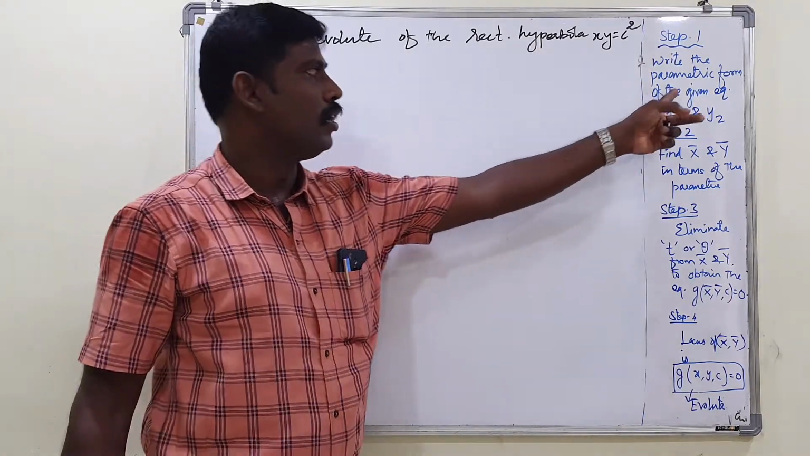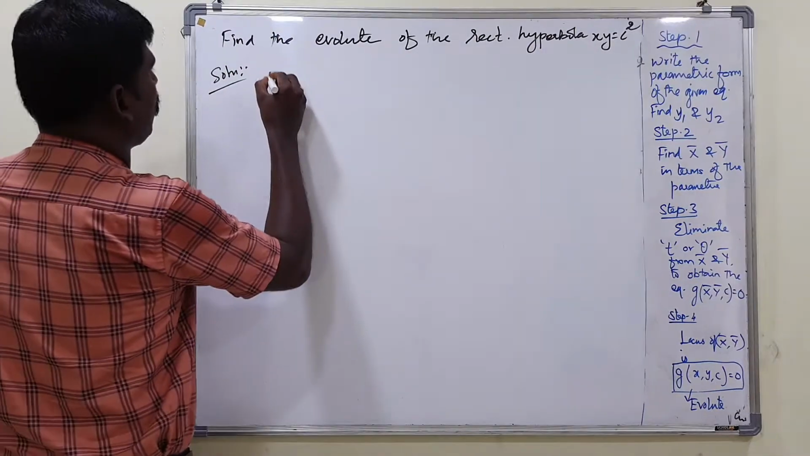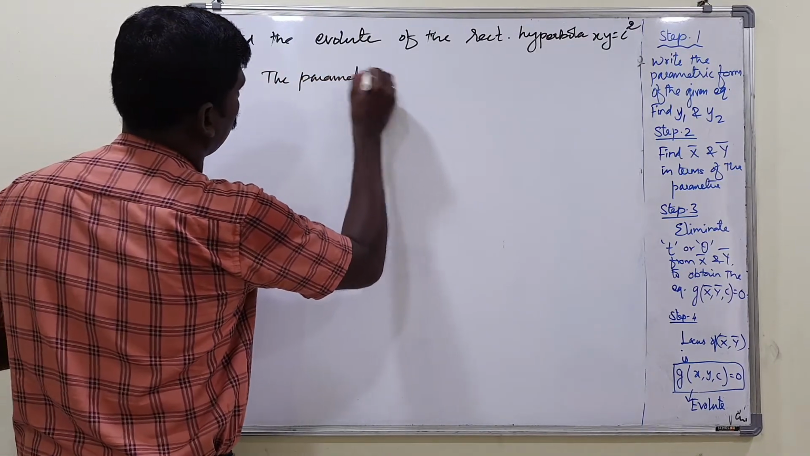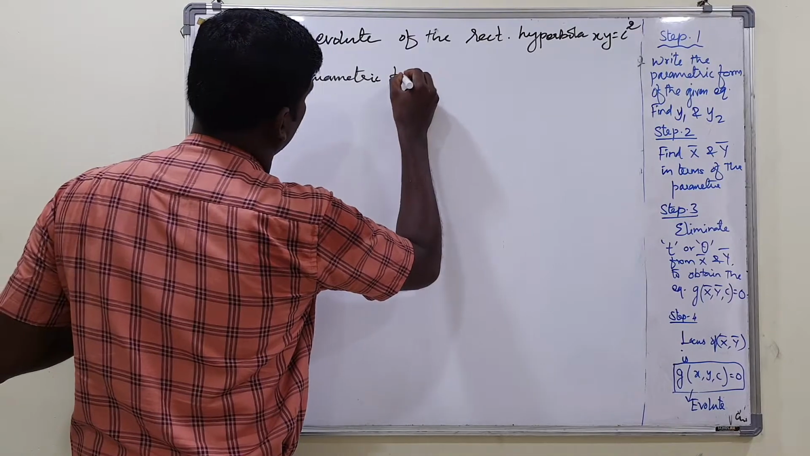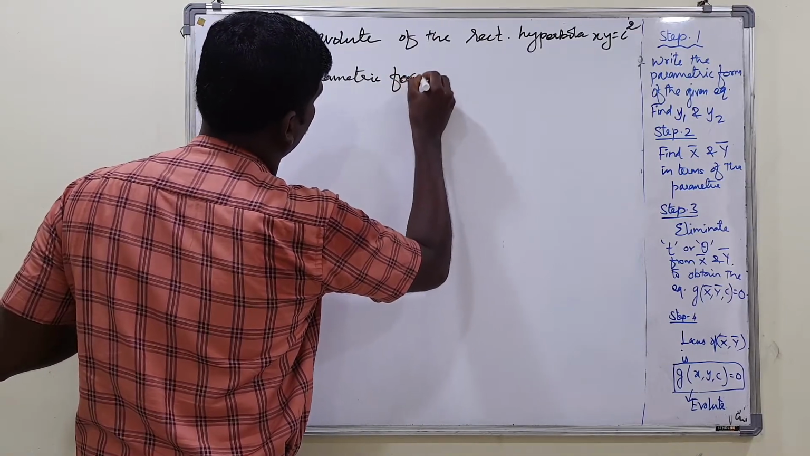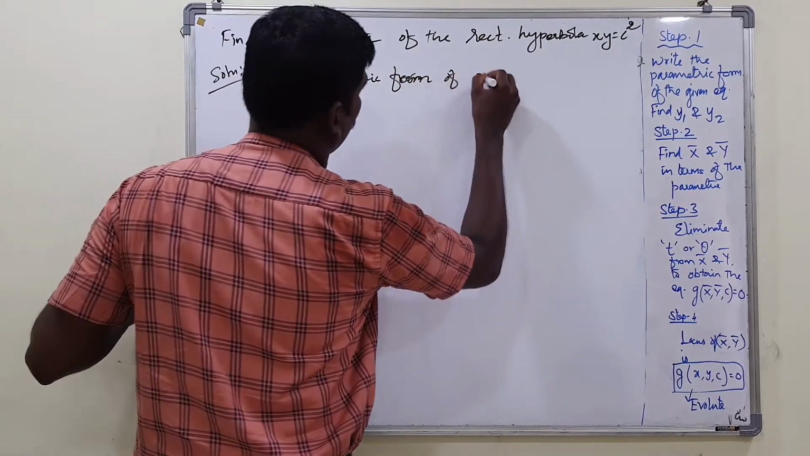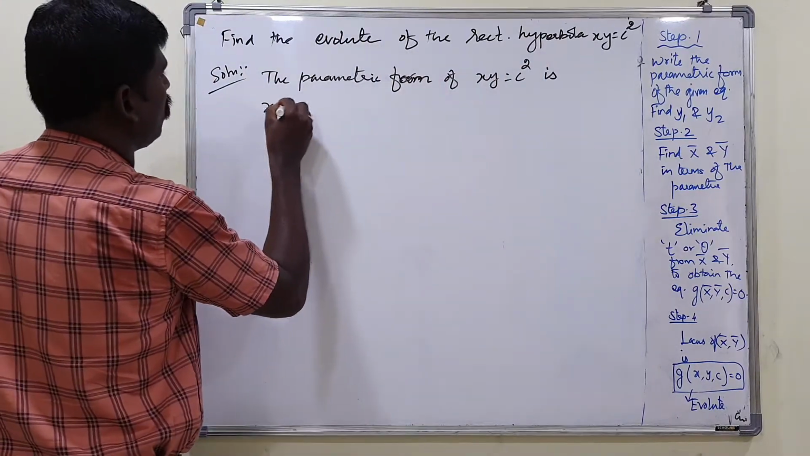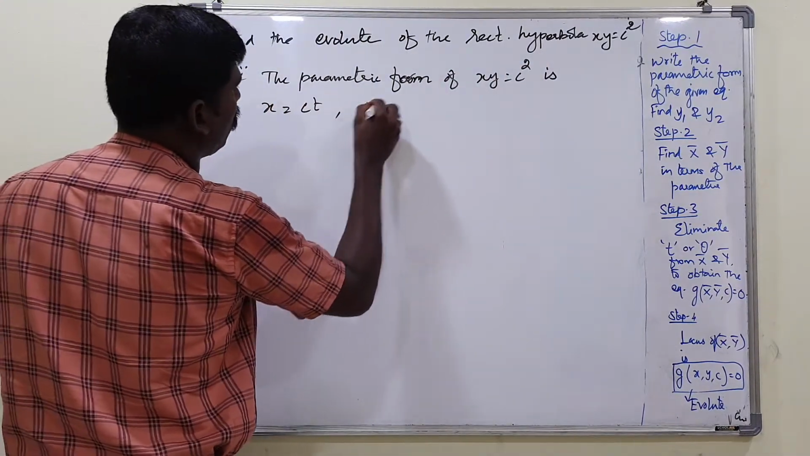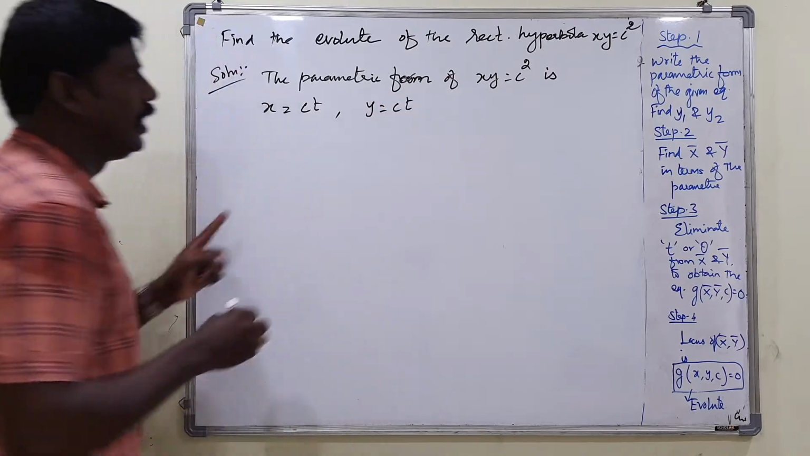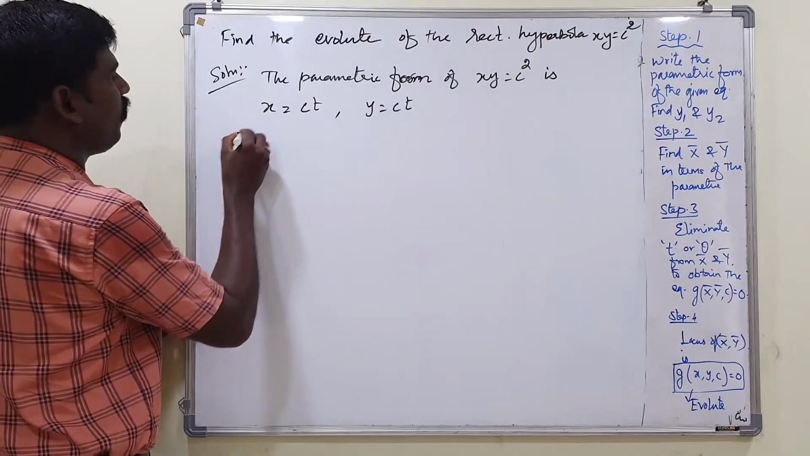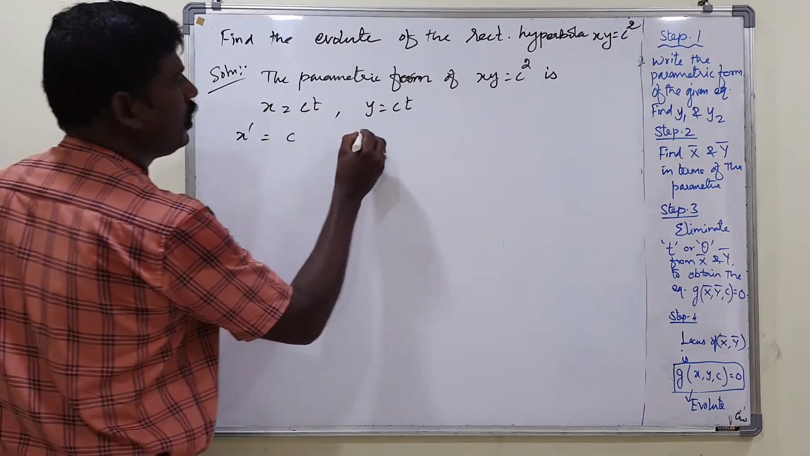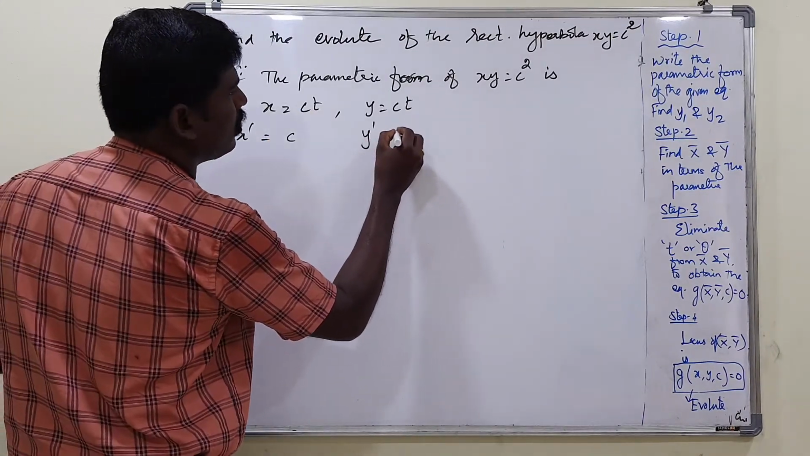Right? What is the parametric form of rectangular hyperbola? The parametric form of xy is equal to c square is what? Already told you, x is equal to ct, y is equal to c by t. The parameter in terms of theta. So I am going to find x dash by taking differentiation with respect to t, it becomes c.